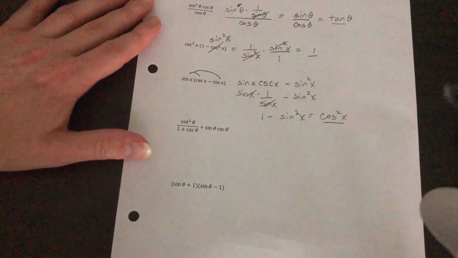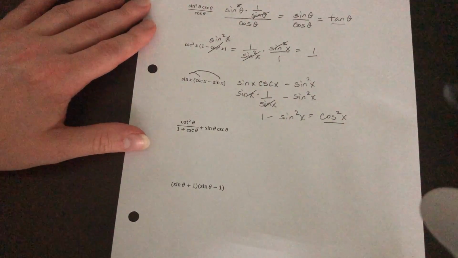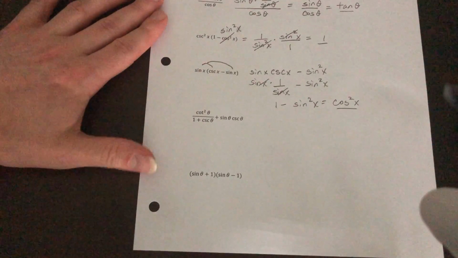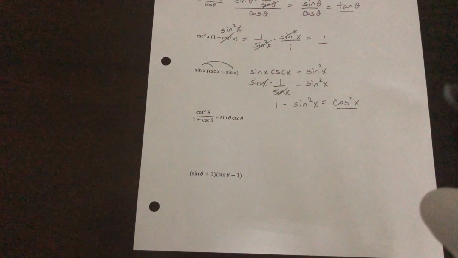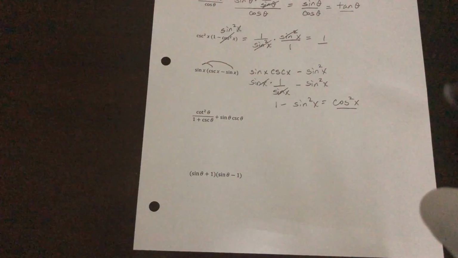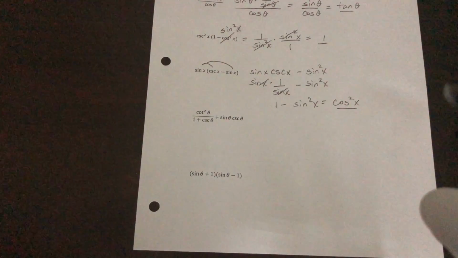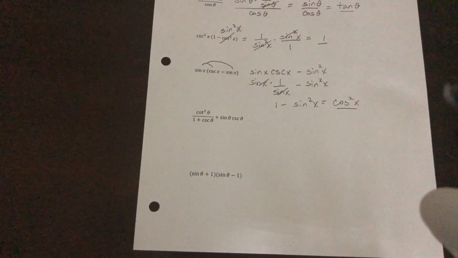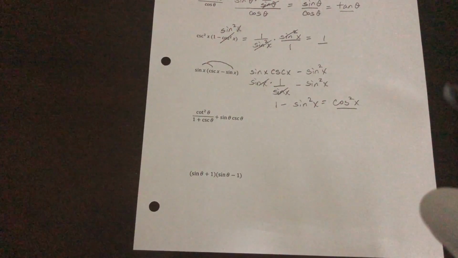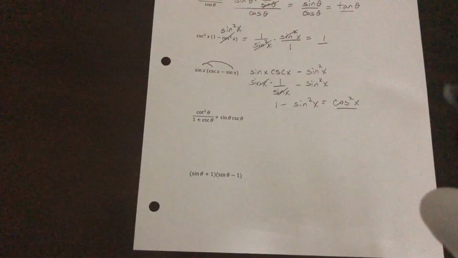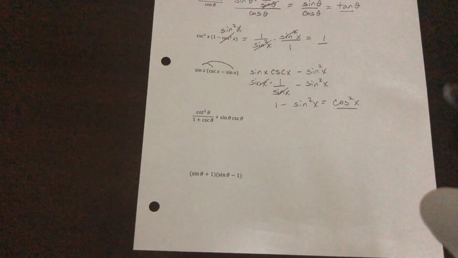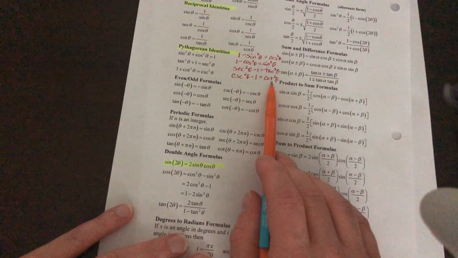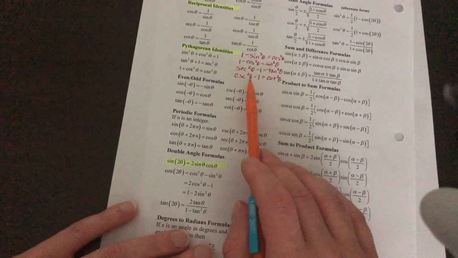The next problem. Okay, so this looks like it's going to be a little more complicated. So when I see a 1 plus something squared, and this is just from my experience, you're probably going to have to use a Pythagorean identity. So, I can substitute for cotangent squared. Cotangent squared is cosecant squared theta minus 1.